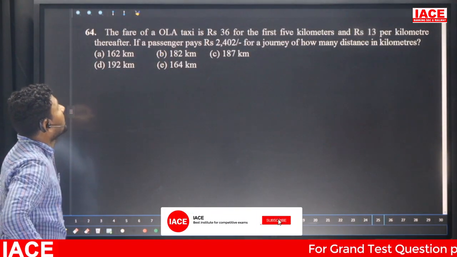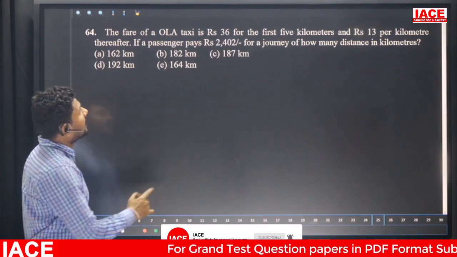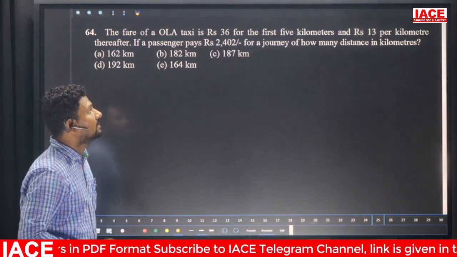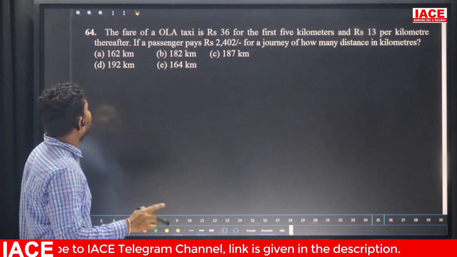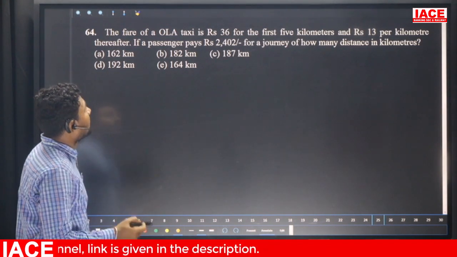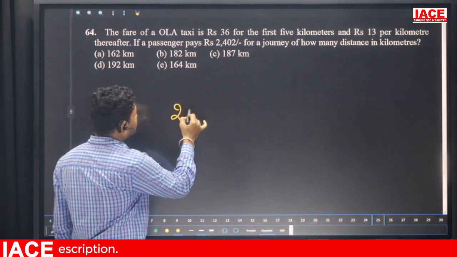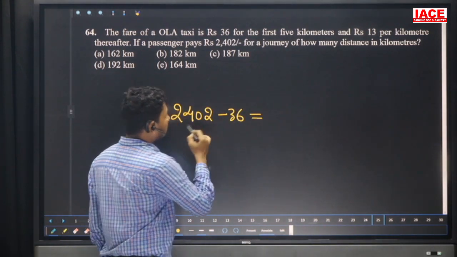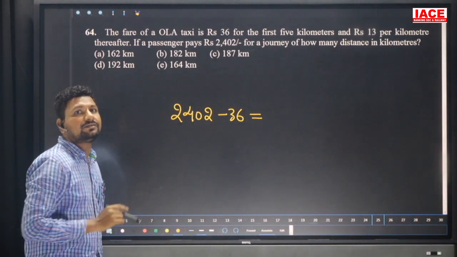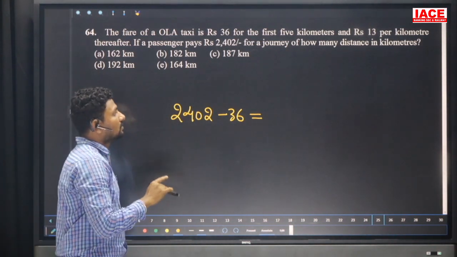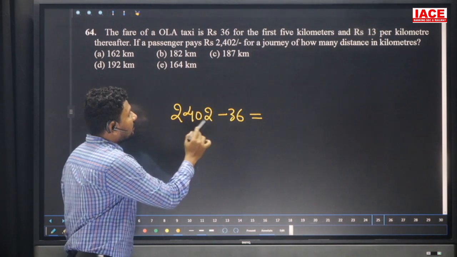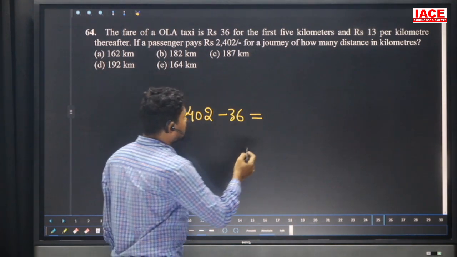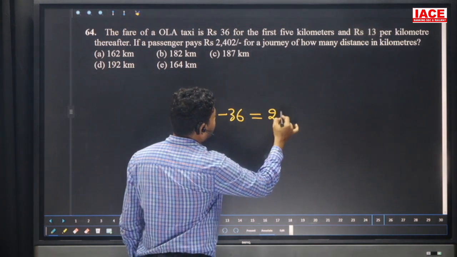Next, the fare of an Ola taxi is 36 rupees for the first 5 kilometers, then 13 rupees per kilometer thereafter. If the passenger pays a total value of 2402, we should remove this 36. From 2400, 36 will be removed. 2400 minus 36, we'll get 2364.